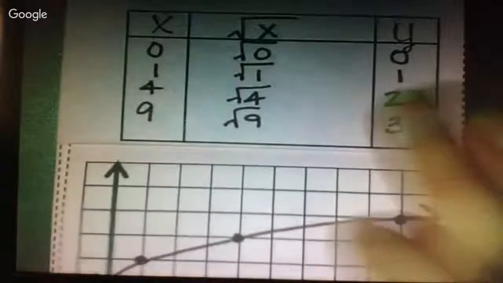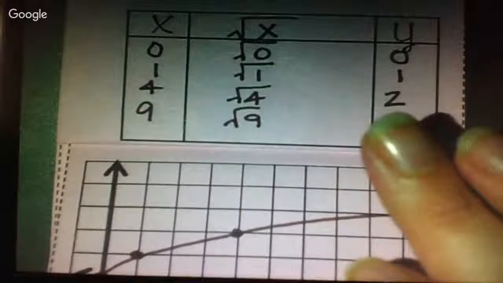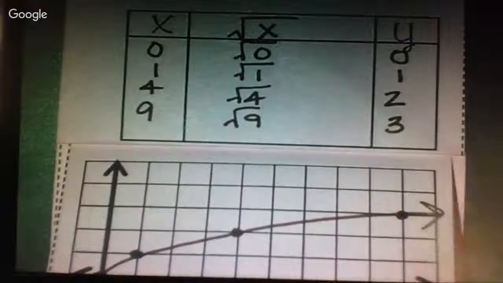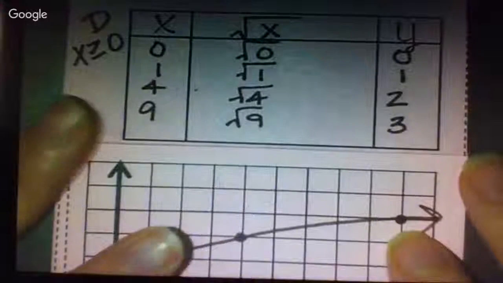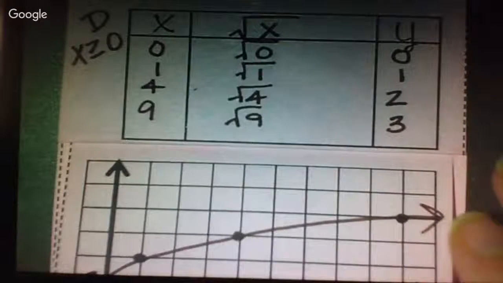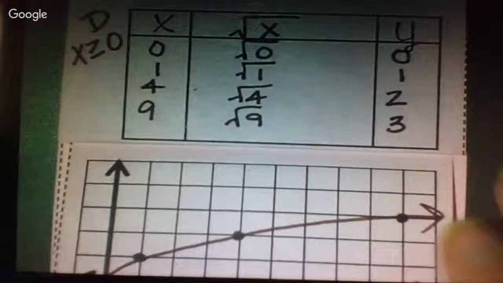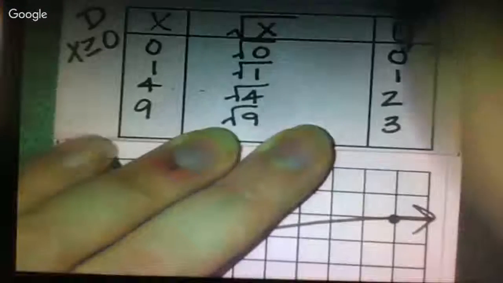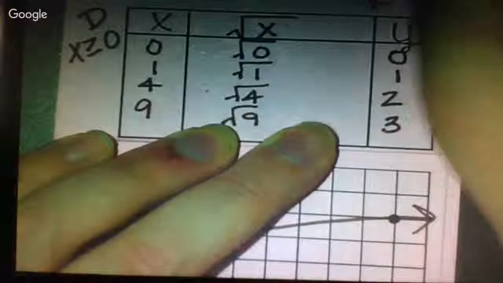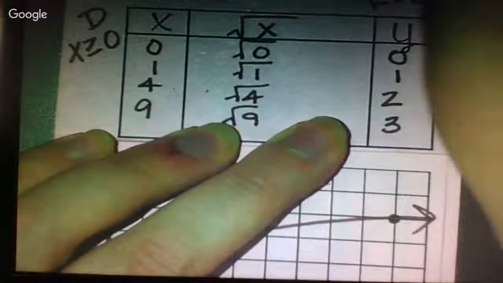Okay. So let's see what happens. Oh, hold on, back up. So my smallest value of x you told me was 0. So that means my domain is x is greater than or equal to 0. It can't be any smaller than that. My range, what's my smallest y value? 0. So that means my range is also greater than or equal to 0.